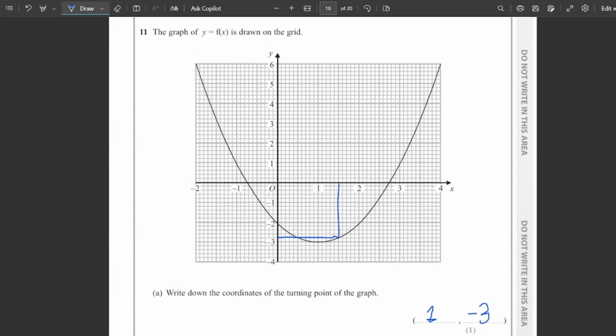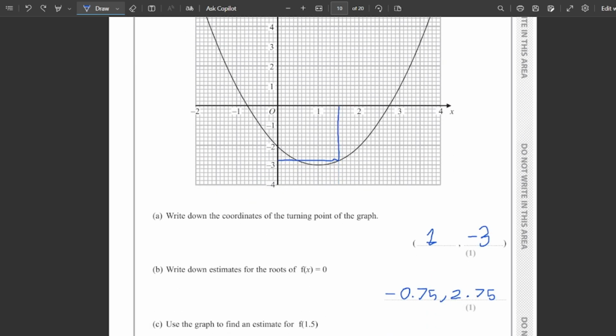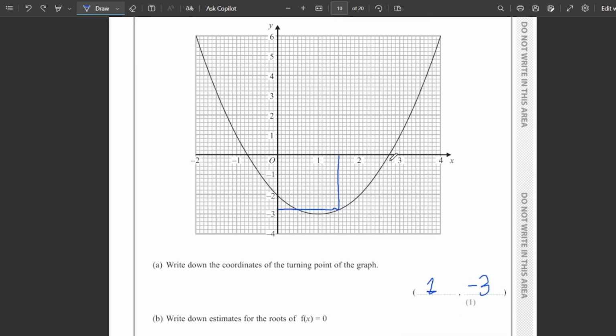Then we're asked to show the turning point, which is just you go along from the x point, so it's 1 minus 3, that's a fairly easy one. And then we're asked to write down the estimate of the roots, which is just a point where it crosses the x-axis, and you can read it off from the graph for the roots to be minus 0.75 and 2.75.